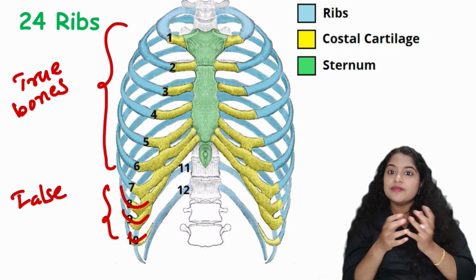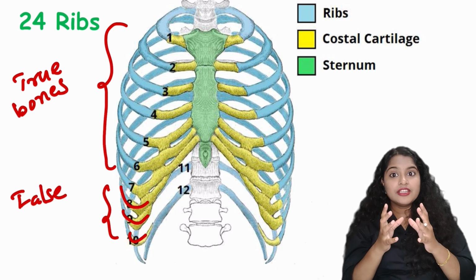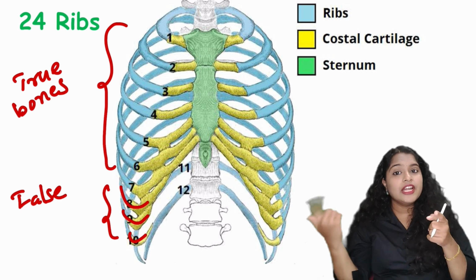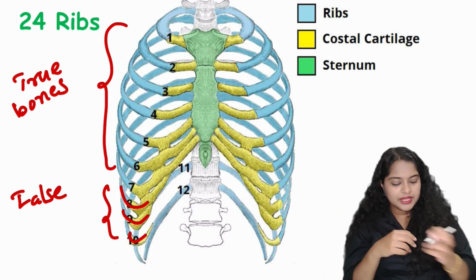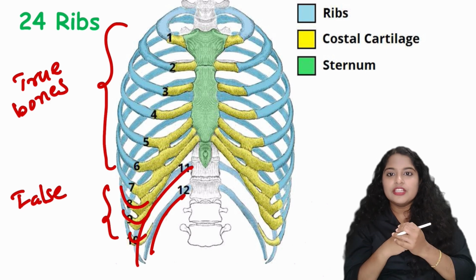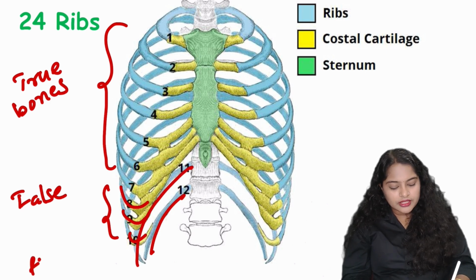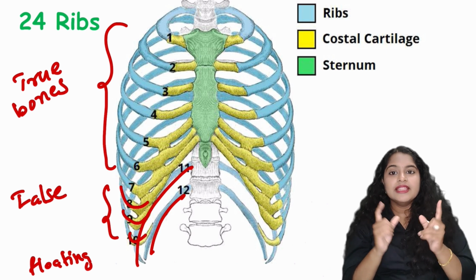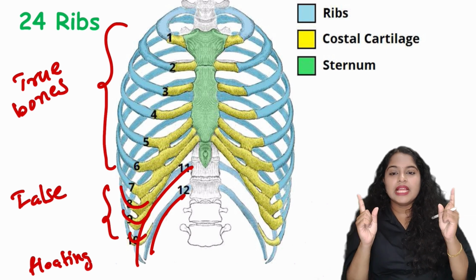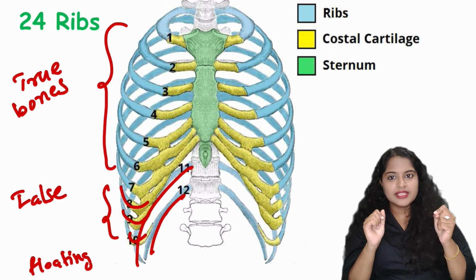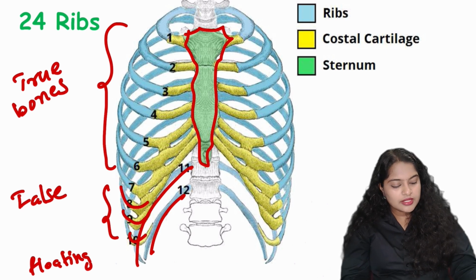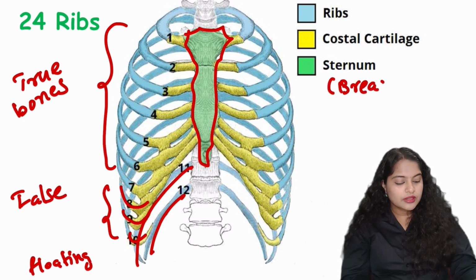Why are they called false ribs? Because they articulate to the 7th rib and join into the sternum on the ventral side, and on the dorsal side they are attached to the vertebral column. The last 2, 11 and 12, are called floating ribs. Why are they called floating ribs? Because they are only attached to the vertebral column and are not attached ventrally to the sternum. You can see here a flat bone, and this flat bone is called the sternum, also called the breastbone.